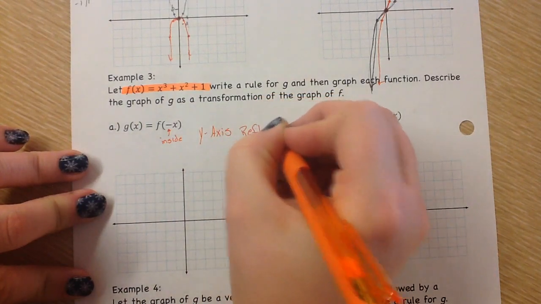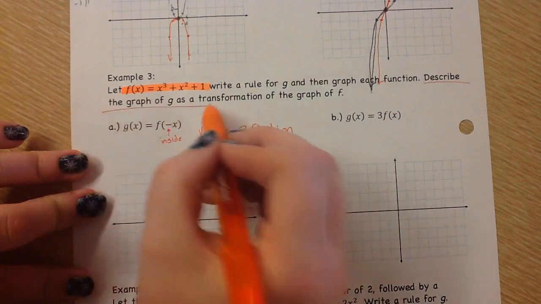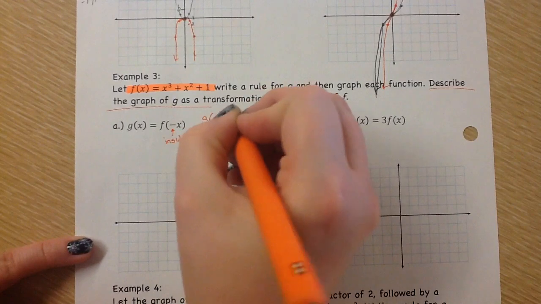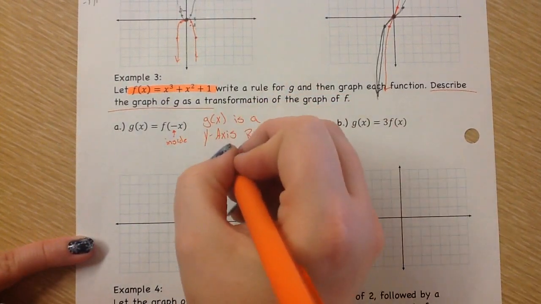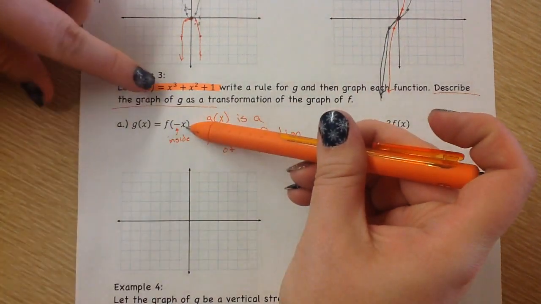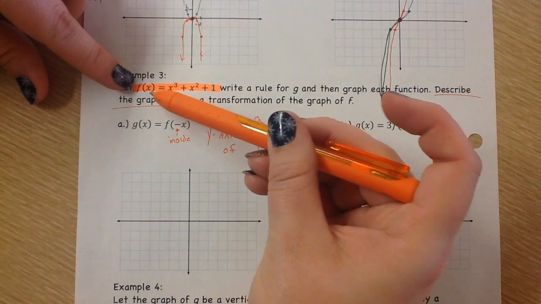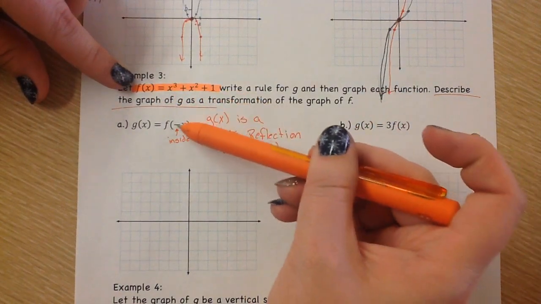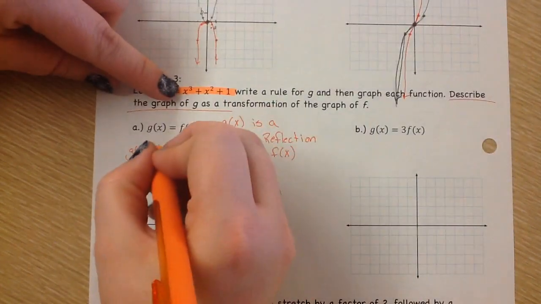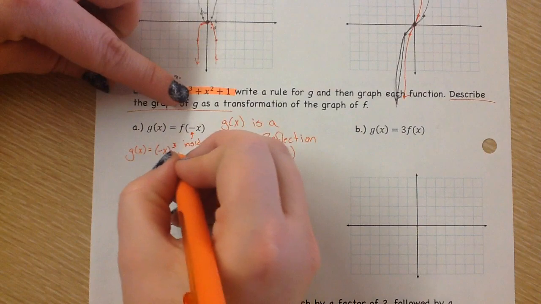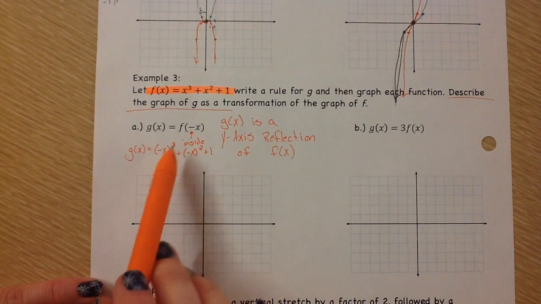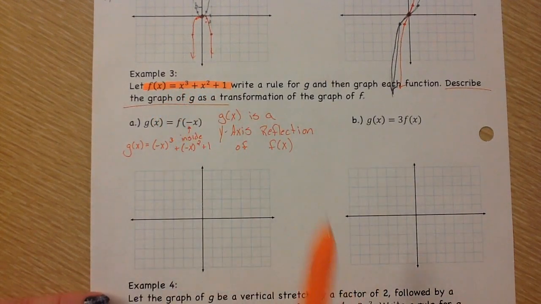So I know we're going to do a y-axis reflection, so we really took care of that. Describe the graph of g. So basically g of x is a y-axis reflection of f of x. So now what I want to do is take f, and instead of putting an x in here, I'm going to put a negative x in there. So my g of x is going to equal, so instead of x here, I'm going to have negative x to the third plus negative x squared plus 1. Okay, so I replaced all my x's with negative x's.